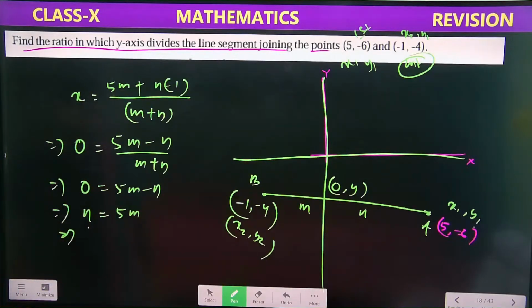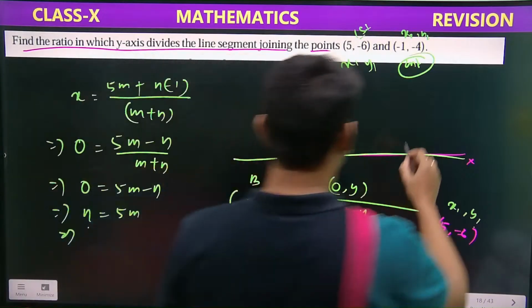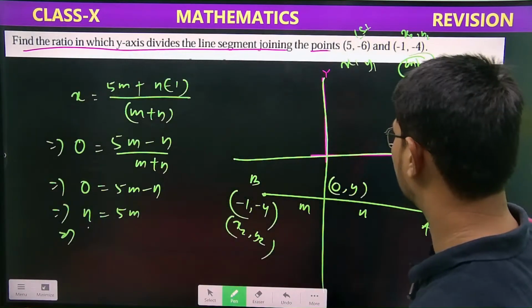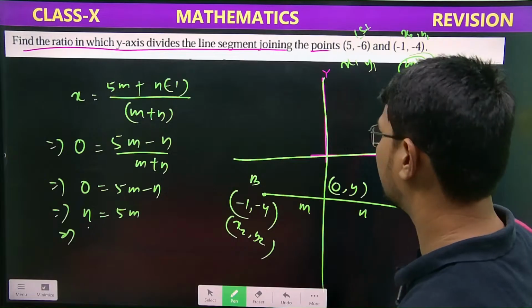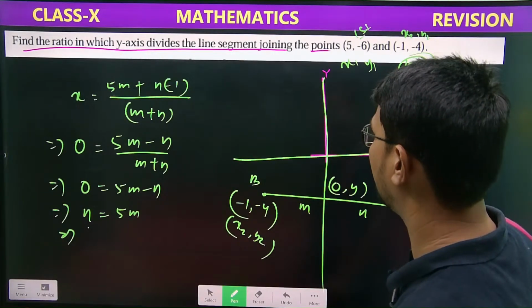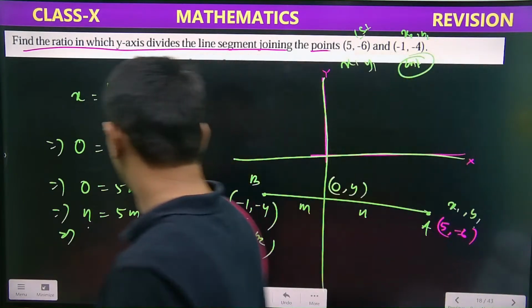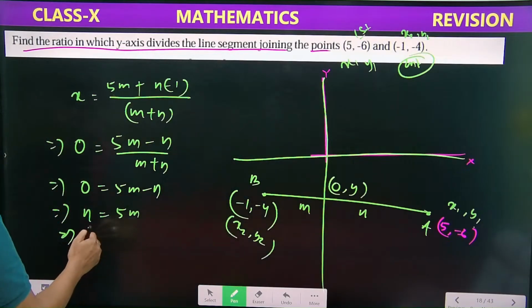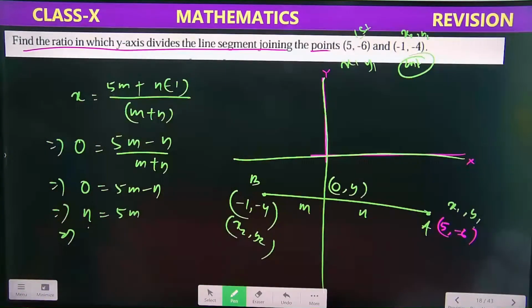5m, what happened, brother? 5 minus 6, it is fine, right? 5m minus n, 0. So we need m by n. M by n, how much do you get? How much are we getting, kids? Where is the mistake? Check it a little and tell me. Somewhere some calculation mistake is there.